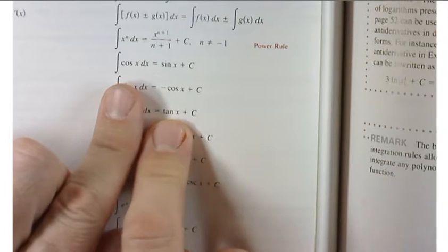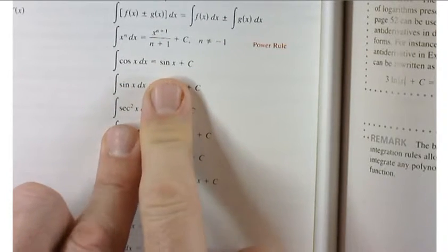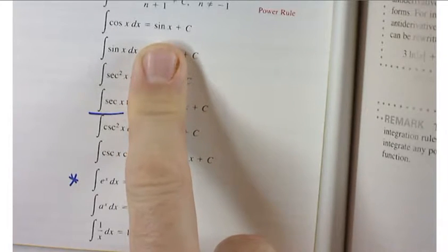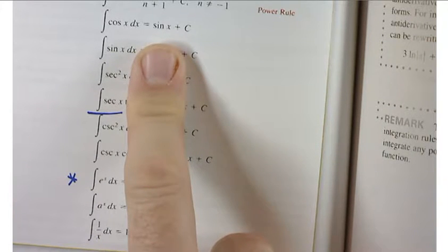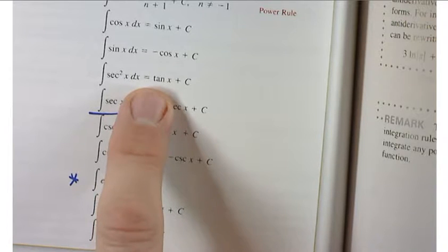What do you differentiate to get a secant squared? What derivative gives you secant squared? Derivative of what? Tangent. So there you go. Integral of secant squared is the tangent.